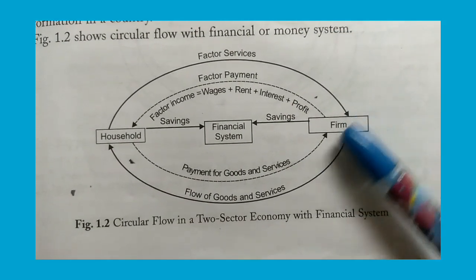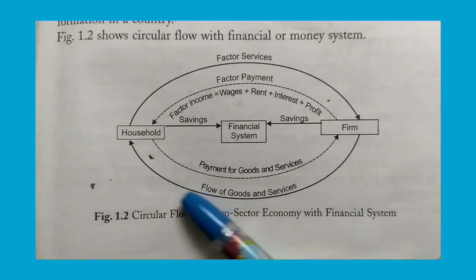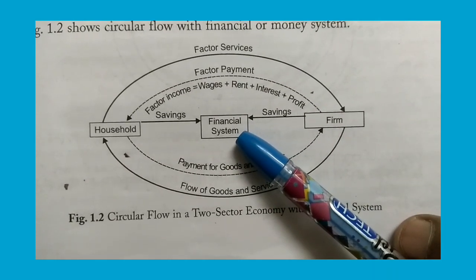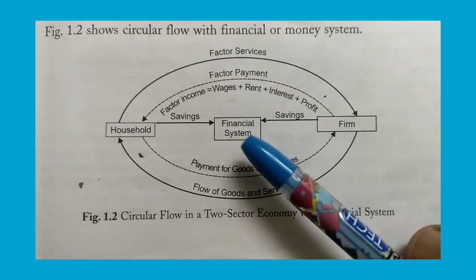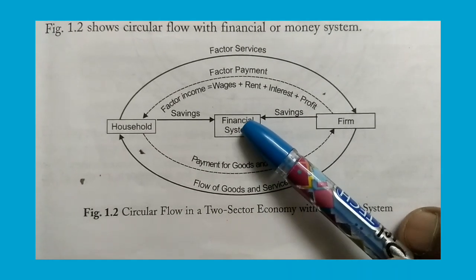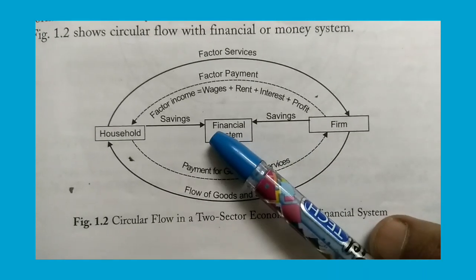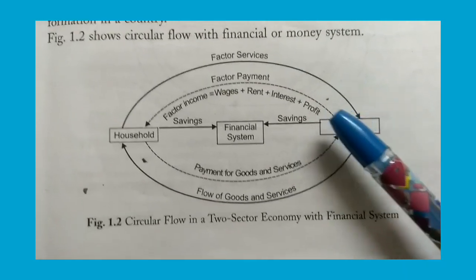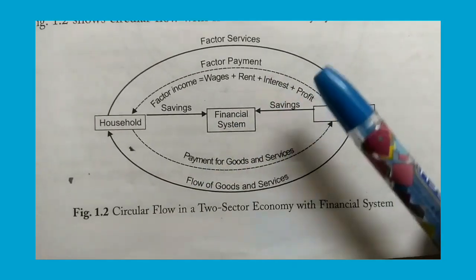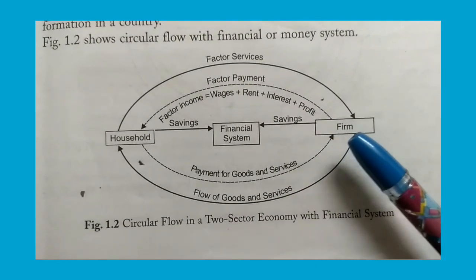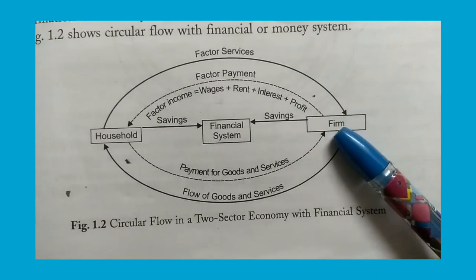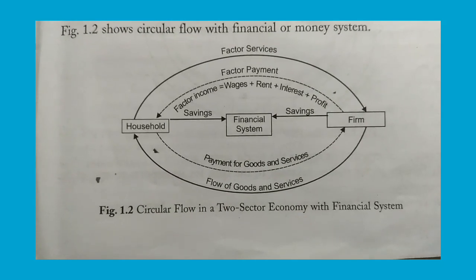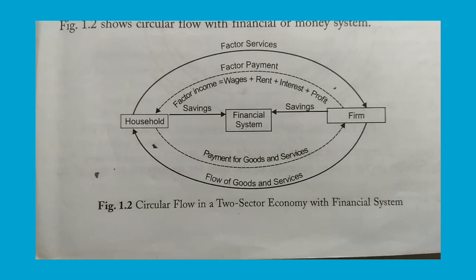Likewise, the firm is also earning income through selling goods and services. So the household is giving money to the firm. The firm is also saving in the financial system. After that, this financial system gives these savings to the firm and to households also. Again, they will buy goods and services. They will invest in production. So this saving, which is a leakage, becomes an injection in the name of investment in the economy. So the income will flow. Income will flow circularly between the households and the firms. This is the circular flow with the financial or money system.